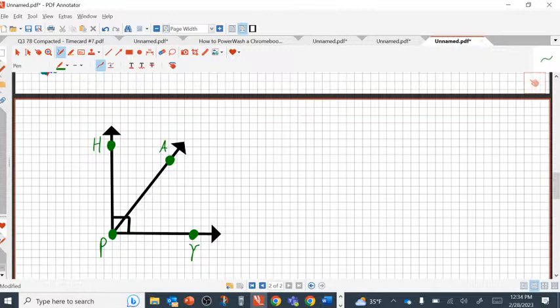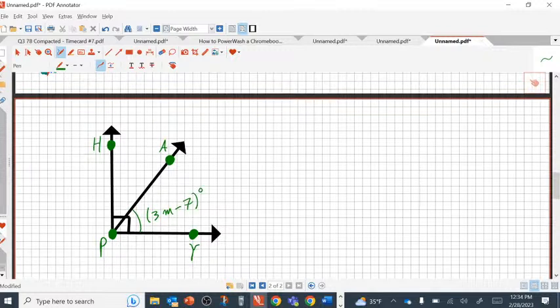Okay, can I get you in 5, 4, 3, 2, 1? I'm going to show you just as bad as this gets. Here we go. Let's go ahead and say that this angle right here is 3m minus 7 degrees. And this angle over here is 2m plus 10 degrees.